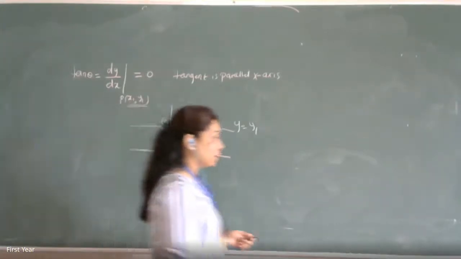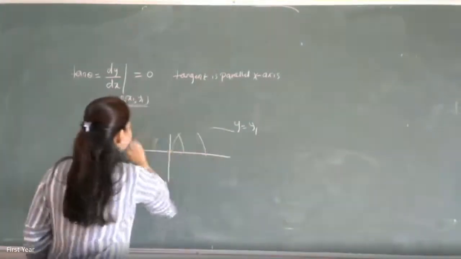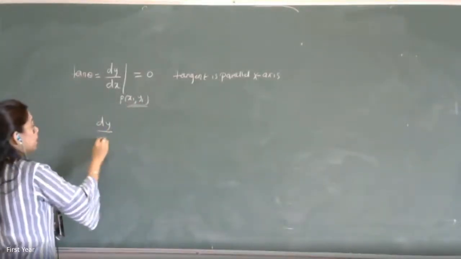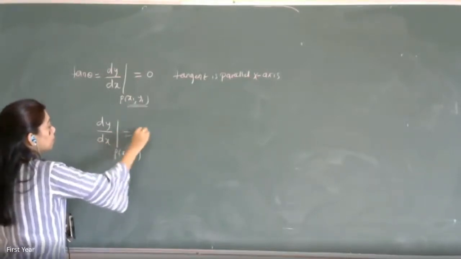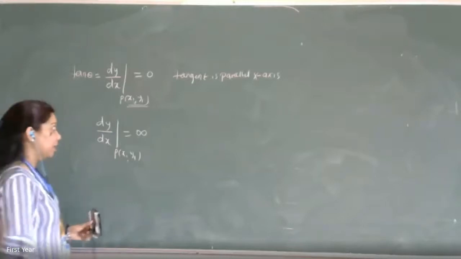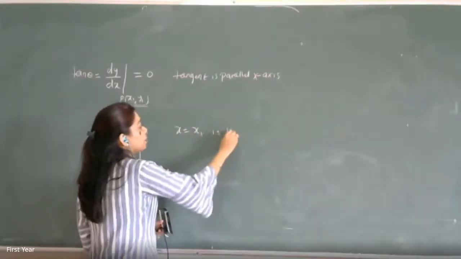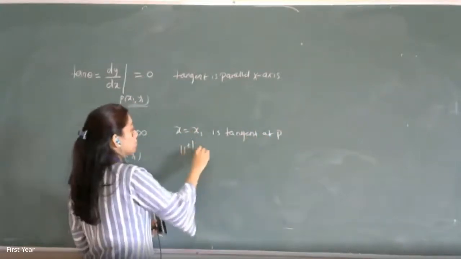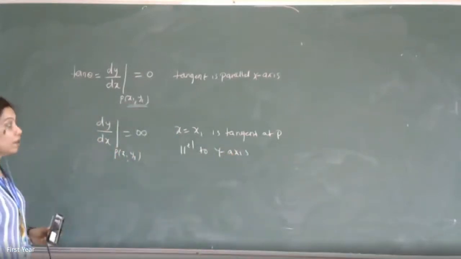If you have understood this, tell me what happens when dy by dx is equal to infinity, and then we'll start drawing the curve. This is the first thing. The second thing is: dy by dx at the point P x1 y1 is infinity. Then what can you say about the tangent? X is equal to x1. The tangent at P is parallel to the y-axis. Is it okay? The line is x is equal to x1. Clear?